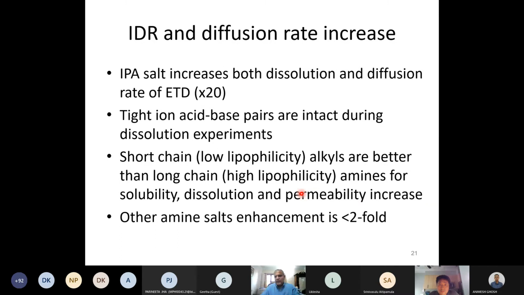So if you put a very large coformer or a salt former, the transport across the semi-permeable membrane will become slow because of the very bulky size of the drug molecule and the salt former or coformer hydrophobic groups. So the balance, or the ideal R group, is a small alkyl R group on the amine, and the ammonium salt increases the solubility. So essentially we have both solubility and permeability increase for the isopropylamine salt, whereas the rest of the salts are only of moderate improvement.